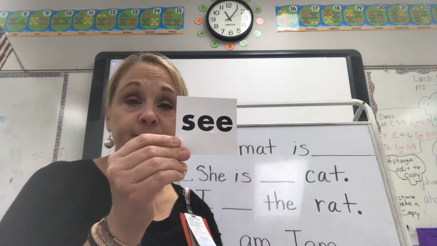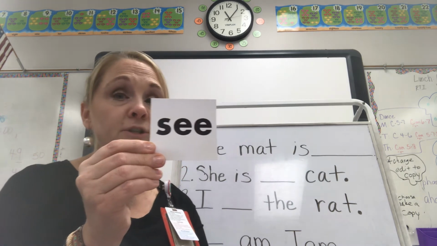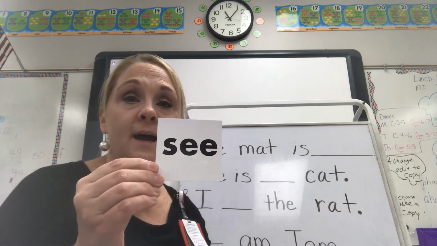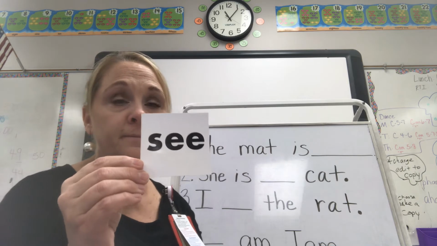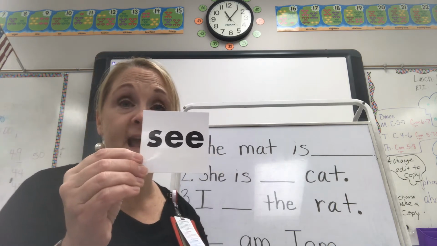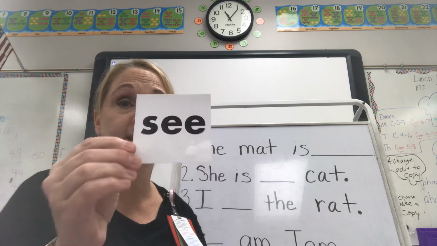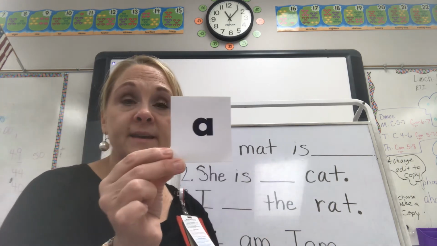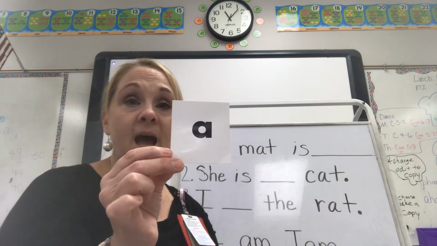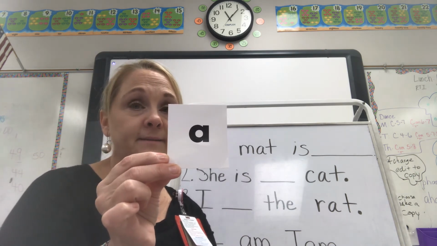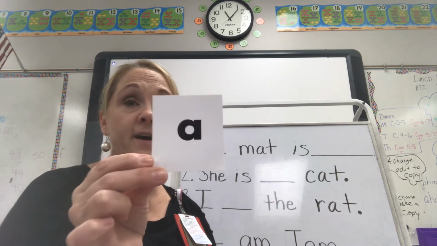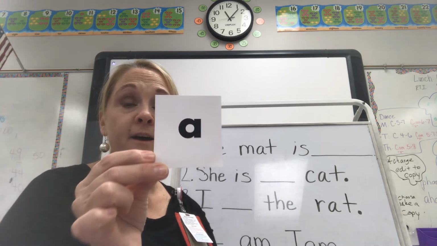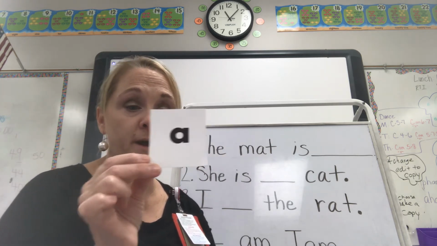Next we have see. See is something you do. It's an action. I see you. I see a frog. You can use it in a question, an asking sentence too. Can you see me? And then the last word we have is a. I see a cat. We have a dog. Can you see a flower?